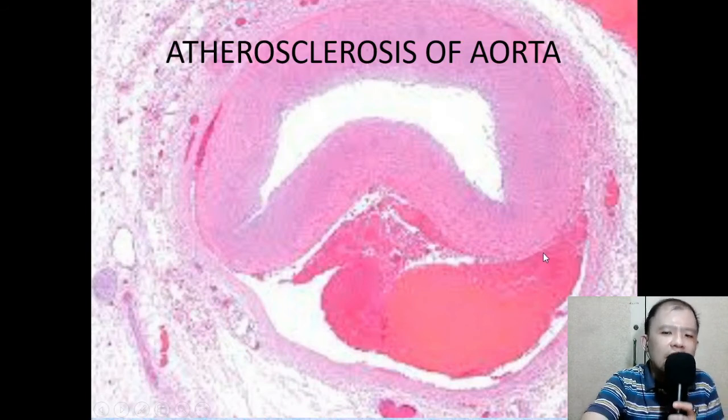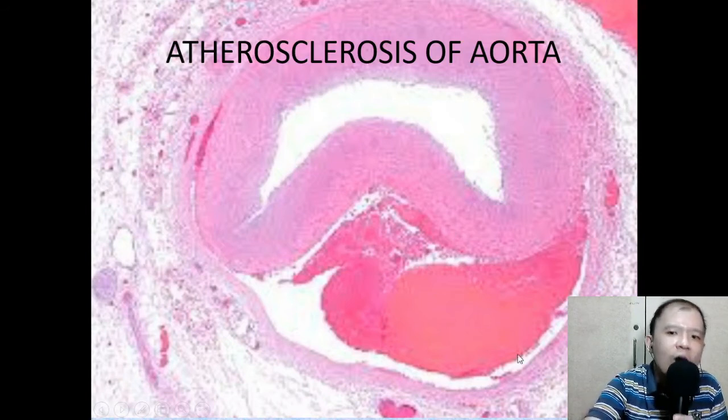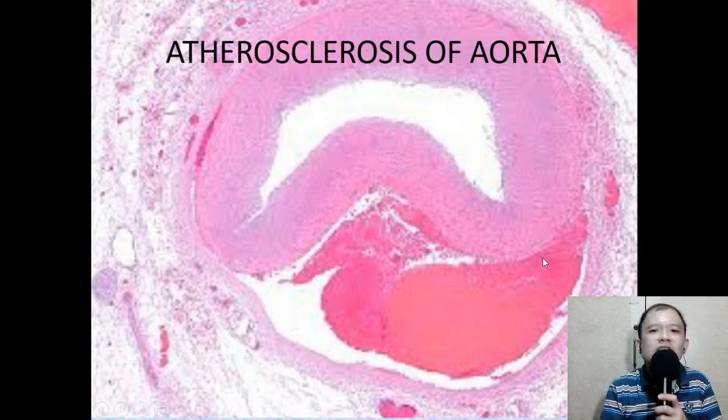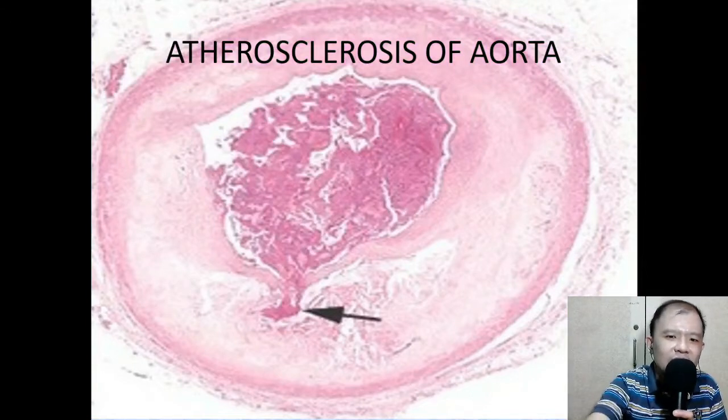So again, why do you think thrombosis is a consequence of atherosclerosis? What is the trigger for the formation of thrombosis? Which comes first, the atheroma or the thrombus? So please research. This is another. So this is the thrombus, this is the atheroma.